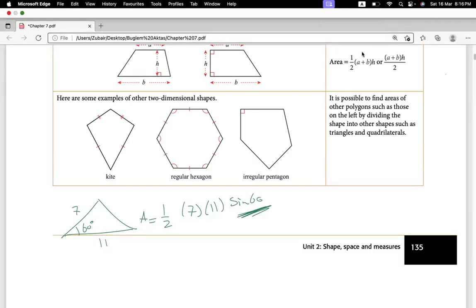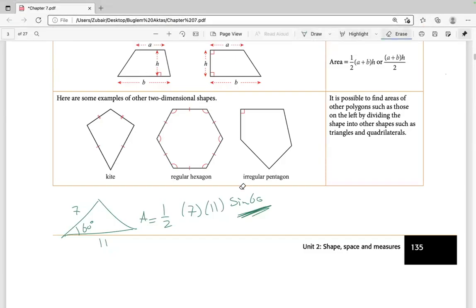Okay, we will study sine, cos, tan in trigonometry. You would have seen those buttons on your calculator. Sin, cos, tan.